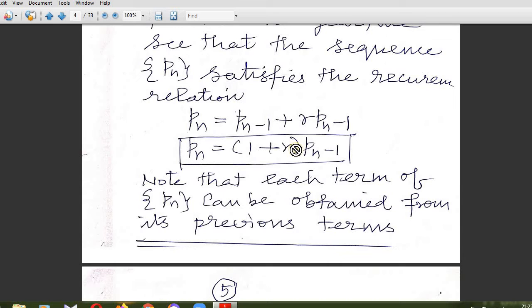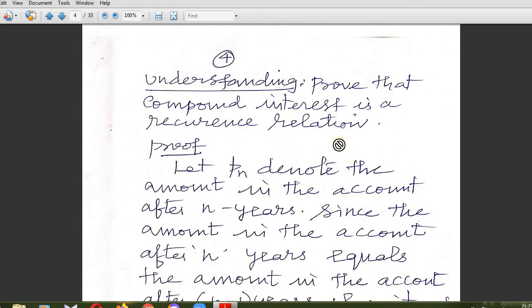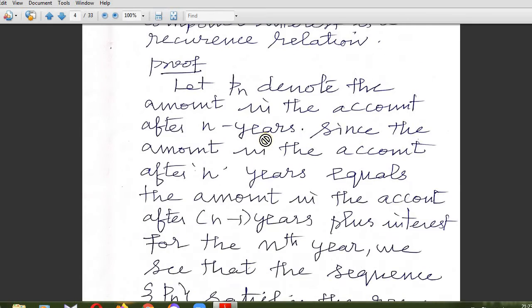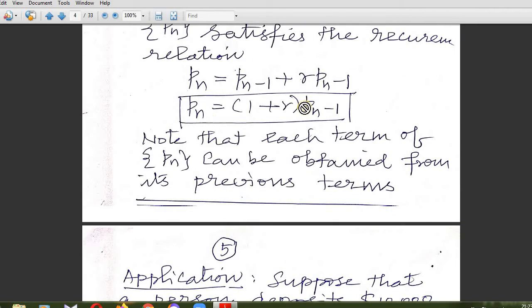Recall the recurrence relation definition. If there exists a relation such that each term in the sequence, the successive terms I'm talking about, comes from its previous terms, then we say that it is a recurrence relation. So this is a recurrence relation connected to compound interest. This we call compound interest.